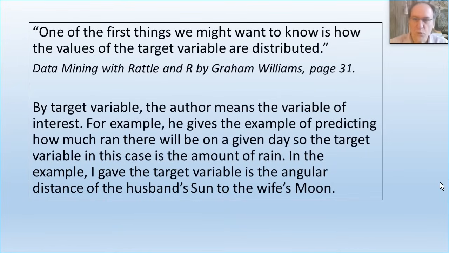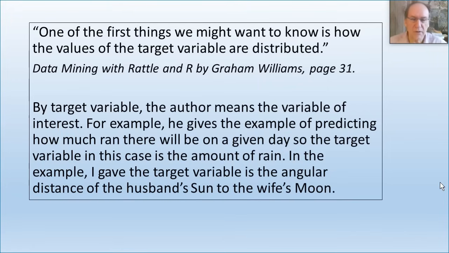And just one more quote. One of the first things we might want to know. So what do we want to know if we're going to study what's going on between husbands and wives, or what happens when you get into an accident, or what happens with anything in astrology? What makes somebody an astrologer or a musician or anything else? One of the first things we often want to know is how the target variable is distributed. By target variable, we just mean the variable we're interested in.